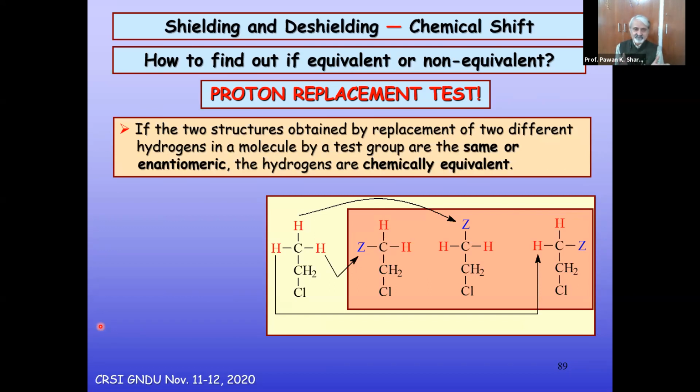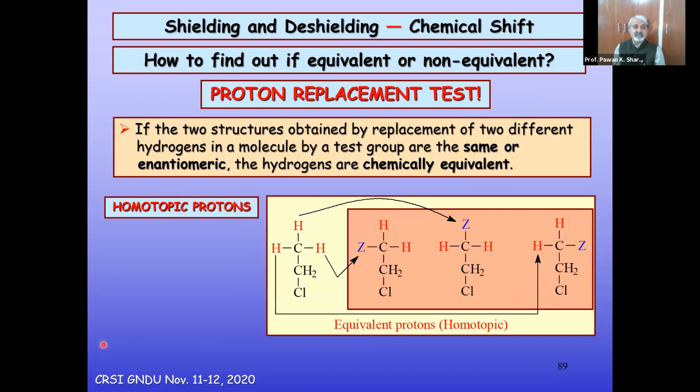After the replacement of two different hydrogens in a molecule by a test group, which can be real or imaginary, if you get the same or enantiomeric structure, then the hydrogens are chemically equivalent. For example, in chloroethane, take these three hydrogens of the methyl. Let us say this Z is Br, bromo. You replace one H with bromine, then this hydrogen with bromine, and this with bromine. In every case you get one bromo, two chloroethane. So you are getting the identical structure, the same structure. So we'll say they are equivalent protons and we classify them as homotopic.